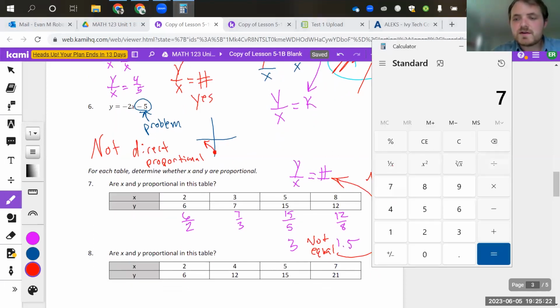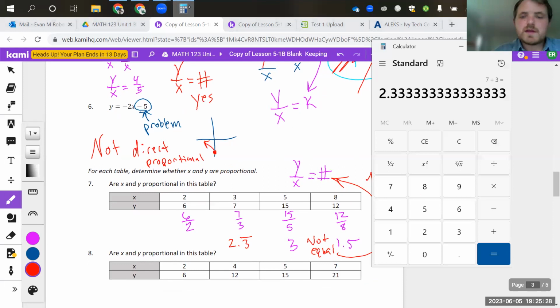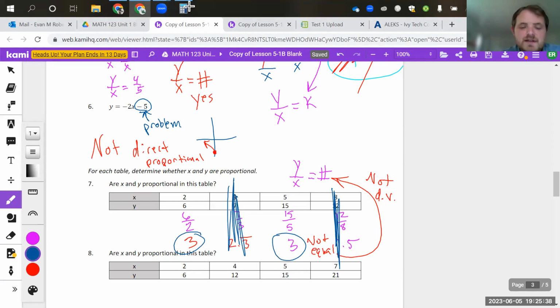7 over 3 is 2.33 repeating. And then 6 over 2 is 3. So 2 of the situations were the same. The 3s were the same. And if you were not given 7 and 3 and not given 8 and 12, you could say that was a direct variation situation. But since you have the extra points in there, it's not going to be the same.